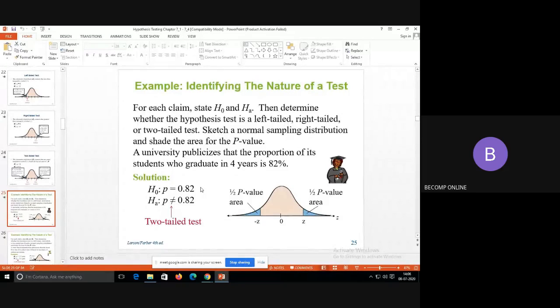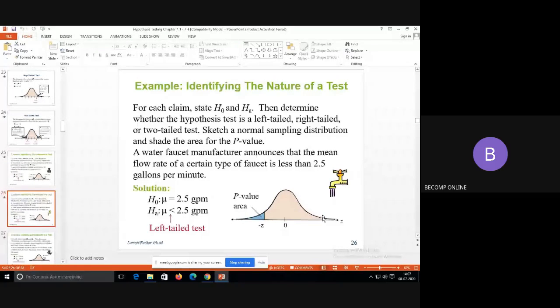Or the second possibility is that it is not 82%. It may be less than 82%, like in 4 years 75% of students will graduate, or in 4 years 96% of students will graduate. So this is not equal to 82. These are the two possible statements that we have. So in your alternative hypothesis, the not equal to symbol is contained. That's why this test comes under the two-tailed test. You need to identify what kind of nature of the test you are checking for. So the p-value area appears on both sides of your bell shape, or both sides of your normal distribution curve. So this is one example.